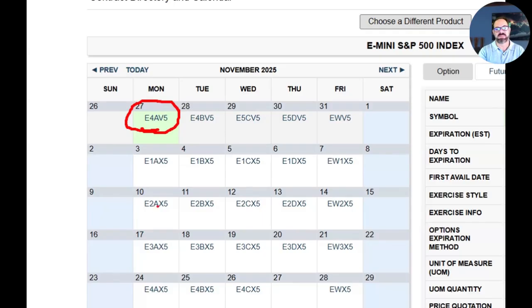A, what it looks like is Monday's expiration. B, Tuesday. C, Wednesday. And then you have D, and of course, E. Actually, there is no E. It's just the weekly. And the week also corresponds to the week of the month. So 1 is the first week, 2 is the second week, 3 is the third week. Anyway, you can learn more about the symbols in the masterclass that we did on options on futures.